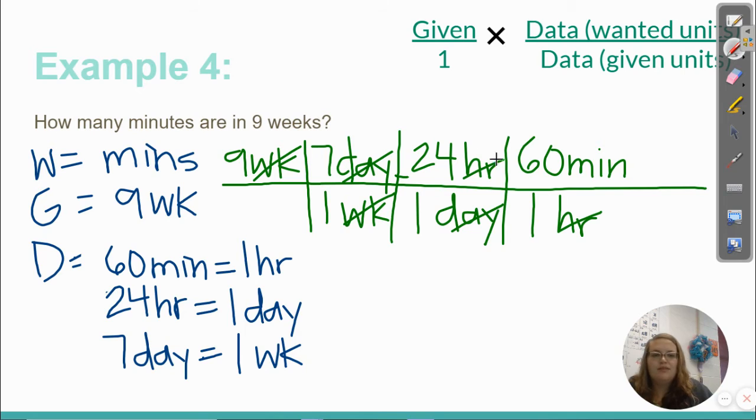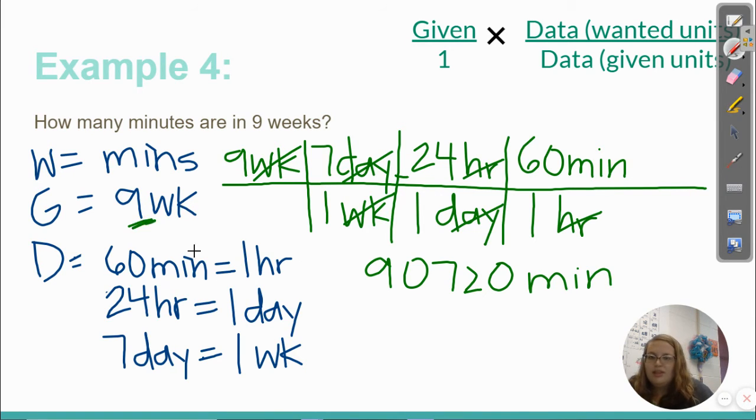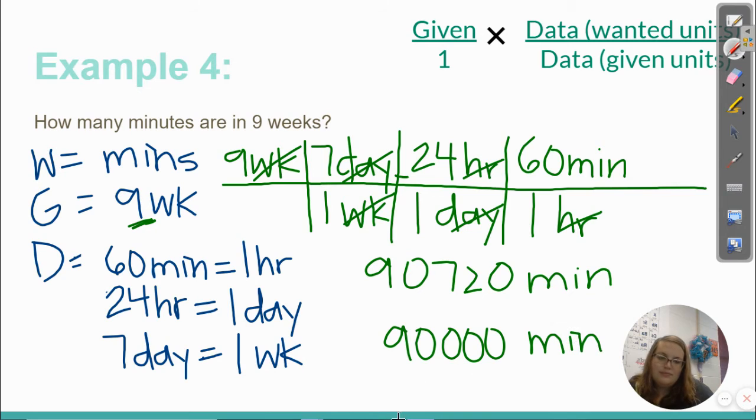So 9 times 7 times 24 times 60. So I get this big old number here. 90720 minutes. And I want one significant figure in my answer. So it's going to become 90,000 minutes. That was supposed to be an underline. It looks like I crossed it out. 90,000 minutes.